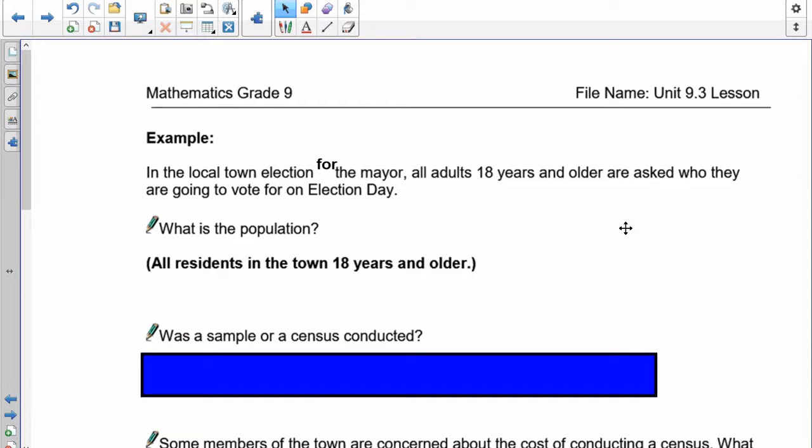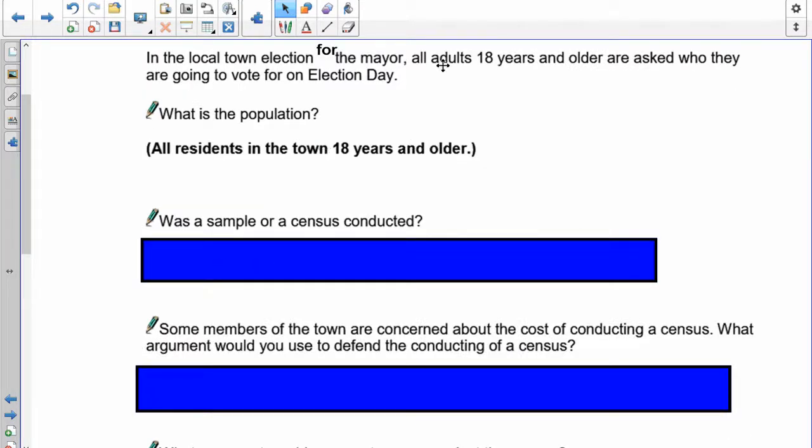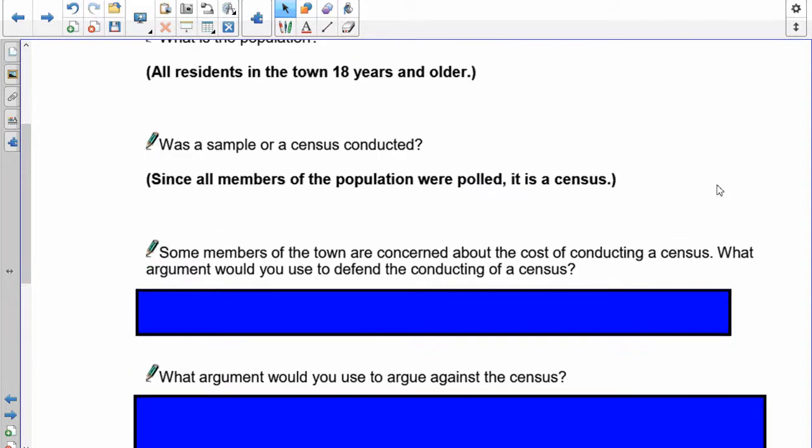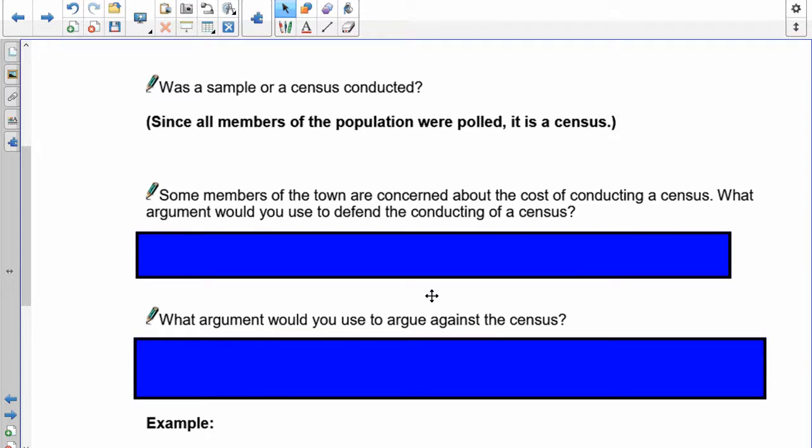Okay, so pause and tell me why a sample or a census should be conducted. What do you think should be done here? Okay, well, if you look up here, it says all adults 18 years and older were asked. So that would mean that you didn't do a sampling. You asked everybody. So that makes it a census. Now, some members of the town are concerned about the cost of conducting a census. What argument would you use to defend the conducting of a census? So you want to do the census, and you're making the argument for the census. So pause the recording and write down your argument.